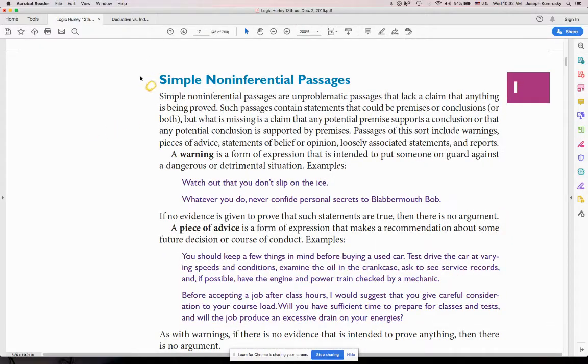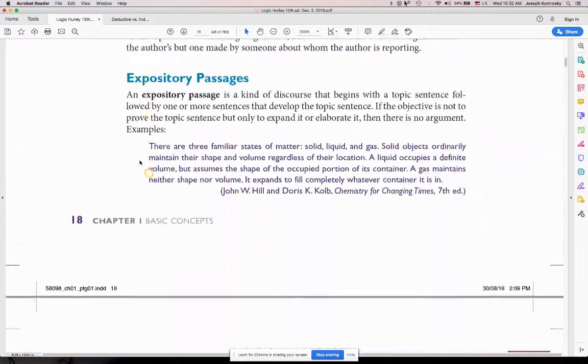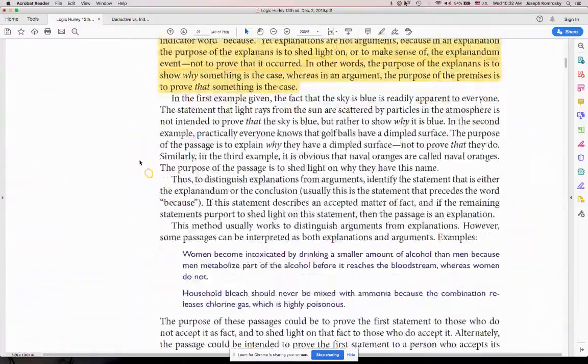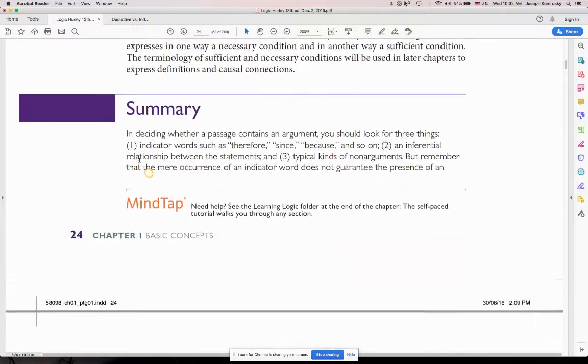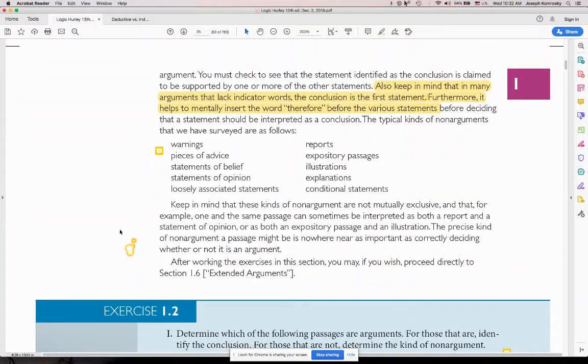So now, let me just cut to the chase. When you're thinking about your homework or these different examples, they will all be right here, and then I'll unpack each one just a little bit. Right before your homework, these are all the non-inferential, or the non-arguments. There's warnings, pieces of advice, statements of belief, statements of opinions, loosely associated statements, reports, on and on. Those are all non-arguments. And then there's the argument, right? Your homework's going to be saying, do you know how to recognize all these non-argument forms? That's the bottom line of your homework, okay?